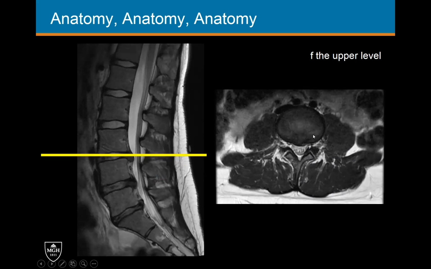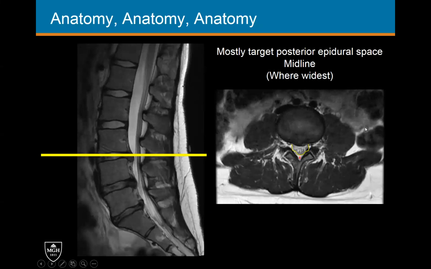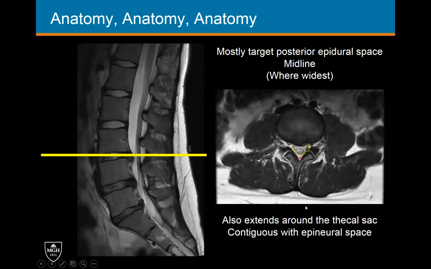All right. And now looking at the axial images, again, here is our goal right here. Here is the thecal sac that I've outlined. And here is our goal. That's where we want the needle tip to be. So we want the needle tip to end up in the midline in the posterior epidural space. And that's, again, where the epidural space is the widest. But also remember that the epidural space is contiguous around the thecal sac and also with the neural foramina, so you may see contrast flowing into these areas as well.